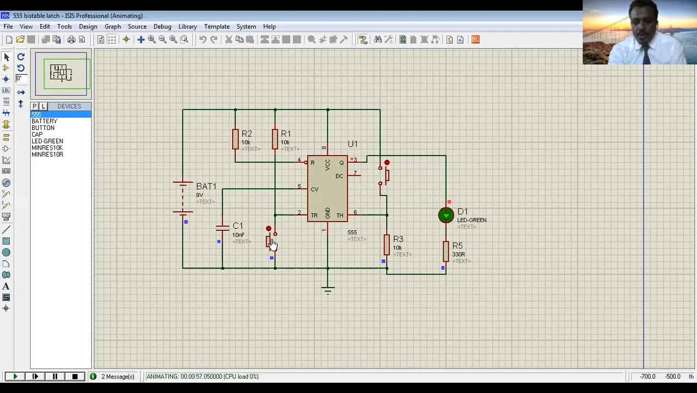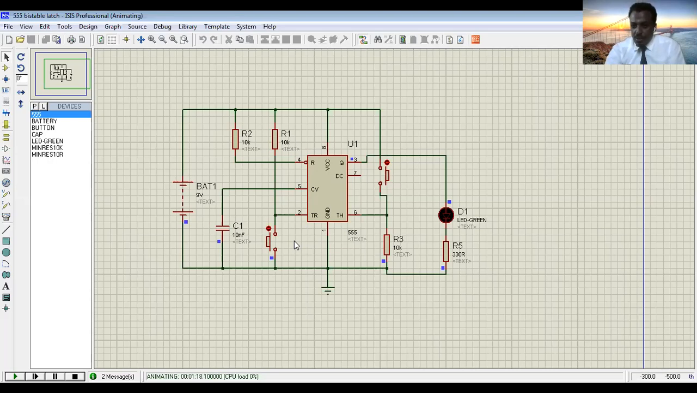Now when you click this switch, pin number 6, now the LED is off. Now it is off state. Off state is also stable. You see the LED, it remains off unless what? Unless we apply input at pin number 2.